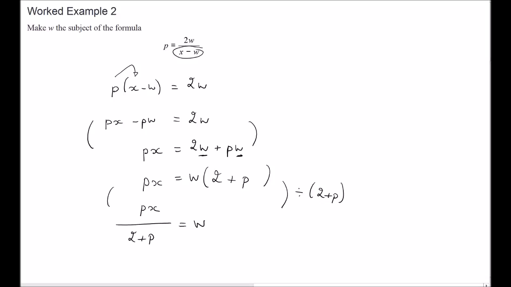And I don't need to use any more brackets. And this is how I get w out of the equation. All right, good luck.